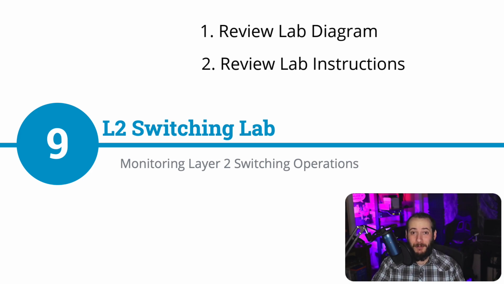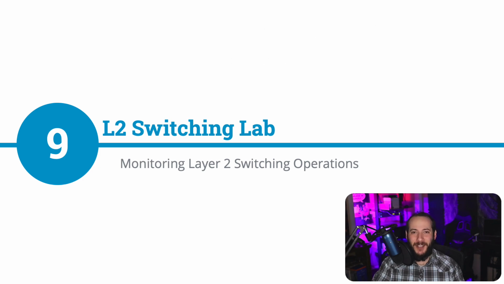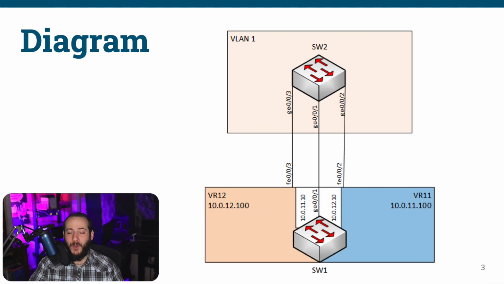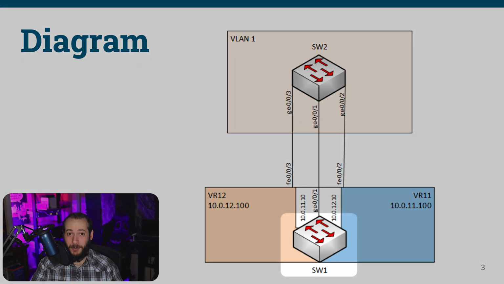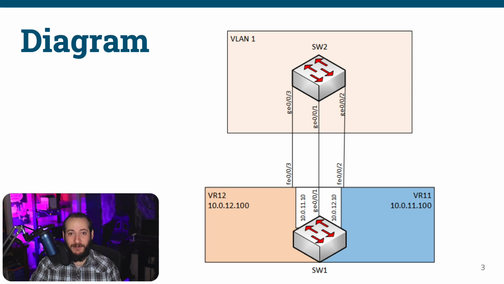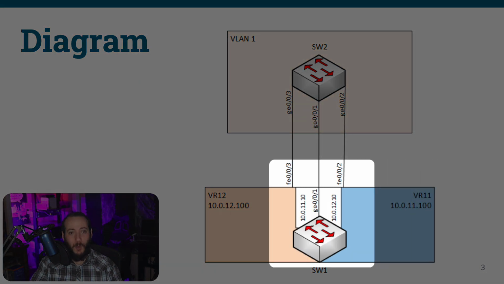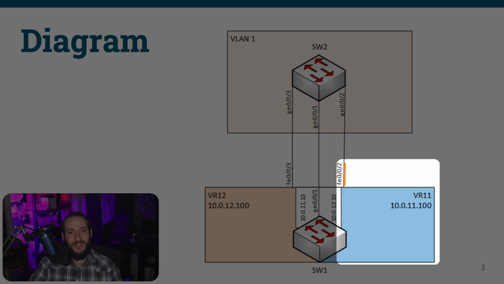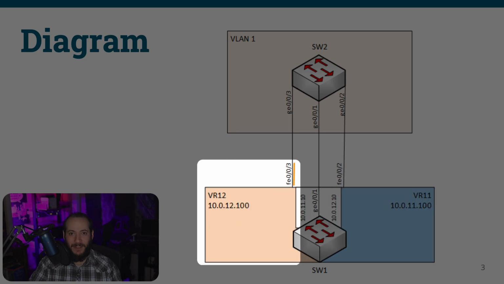First, before we jump into the live devices and do some configuration, let's review the topology we're working with. In this topology, we have two switches, SW1 and SW2. SW1 has three routing instances configured: VR11, VR12, and the default routing instance. There's a single interface in each routing instance. GE001 is in the default instance, where FE002 is in the VR11 instance, and FE003 is in the VR12 instance.